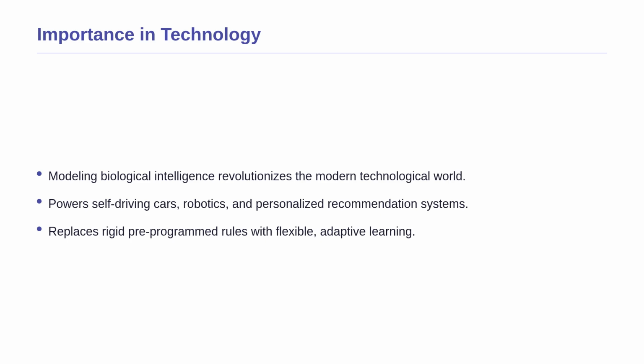Beyond biology, this understanding has profound implications for technology. Modeling this biological intelligence has completely revolutionized the modern world we live in today. For example, the complex algorithms that power self-driving cars, robotics, and personalized recommendation systems are heavily inspired by how animals learn from rewards and punishments in the wild. If we did not study animal intelligence, our artificial intelligence systems would still be stuck relying on rigid, pre-programmed rules instead of the flexible, adaptive learning that makes modern AI so incredibly powerful.